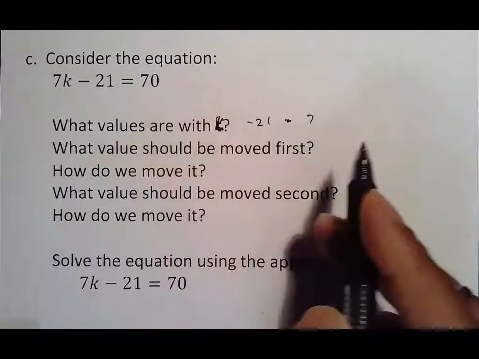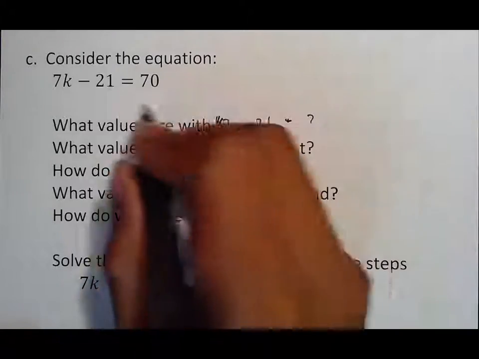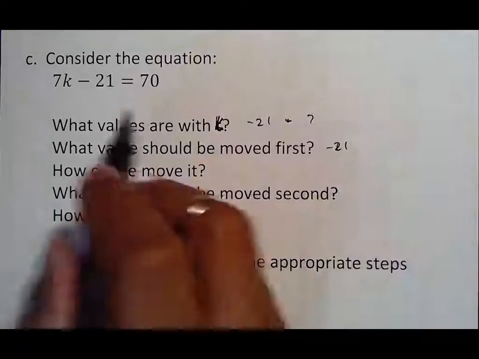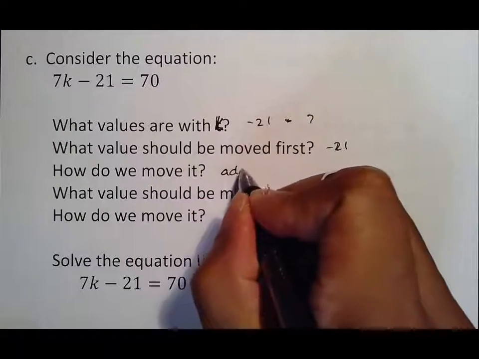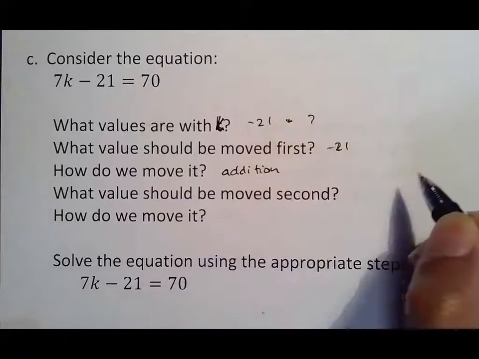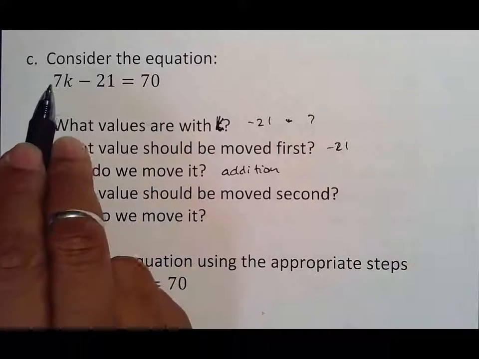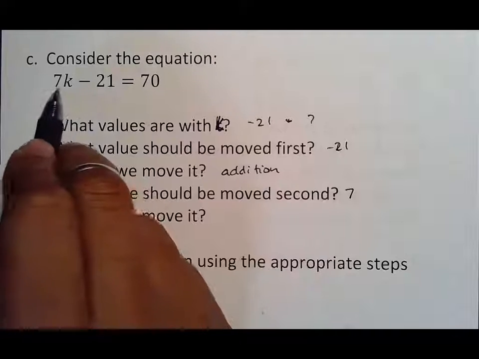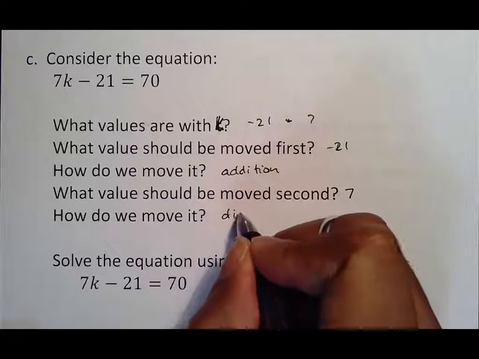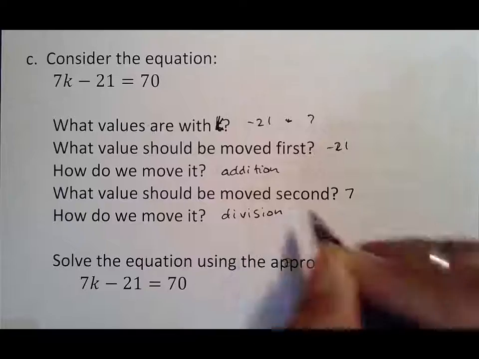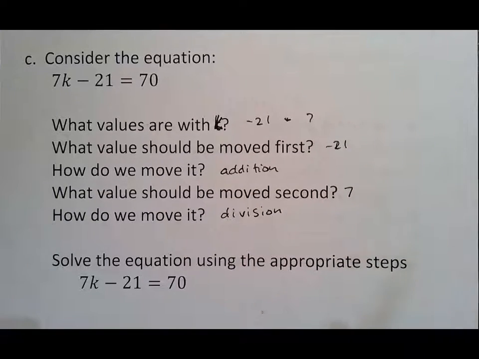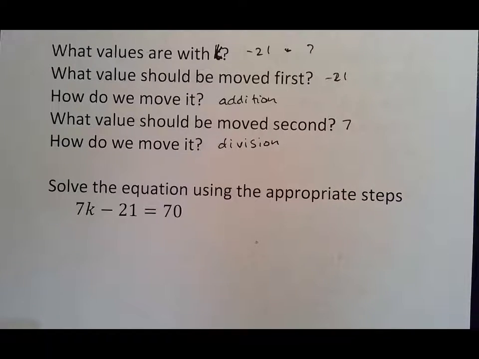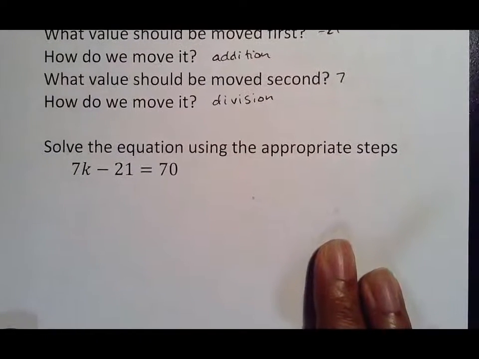What value should be moved first would be the addition subtraction portion, which is your negative 21. How do you move a negative 21? Is by addition. The value that should be moved second is here, and the way you move that value is by, because it's multiplication, it's by division. And then we actually try it again. Copy this down for yourself if you're not getting the hang of this, so you have something to kind of look at and guide you through it.